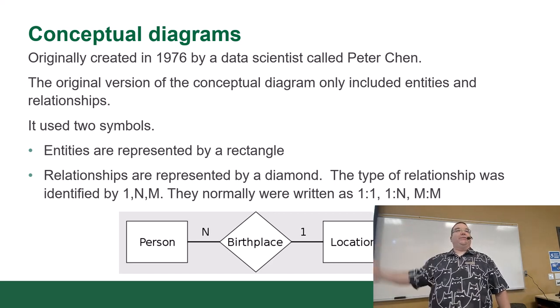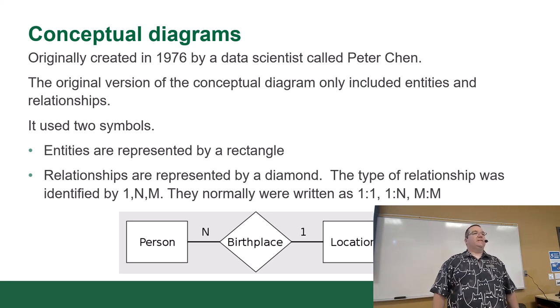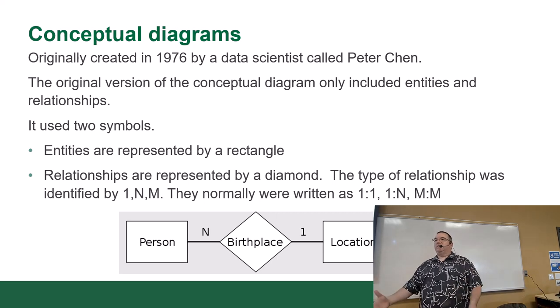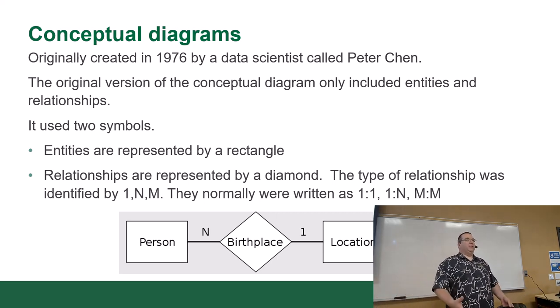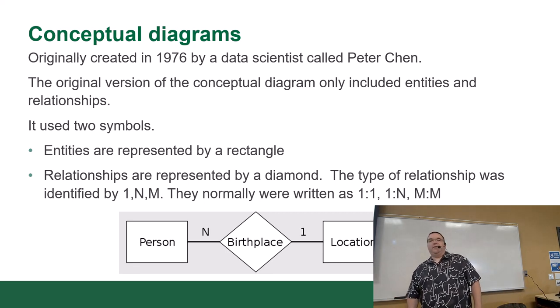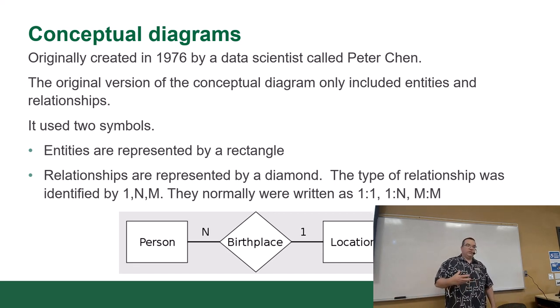Two symbols and one notation is not hard to explain to someone and actually get them to understand it. So then you can go over what you've discovered about their data in a simplified manner. That's one of the big advantages of conceptual diagrams. Strangely enough, conceptual diagrams are starting to go out of style. They don't teach it as much as they used to.